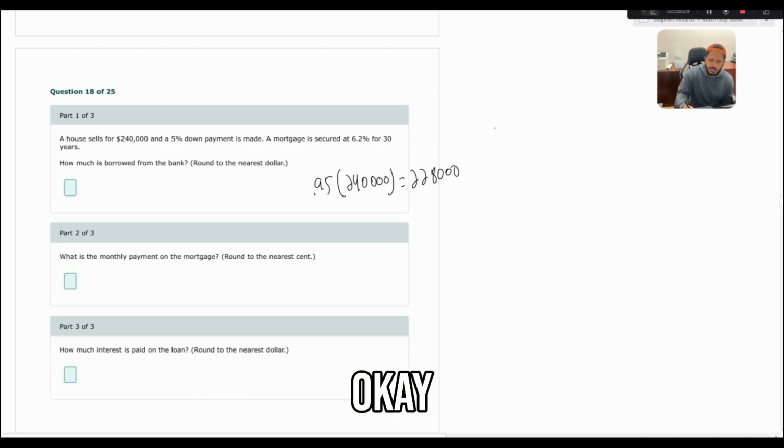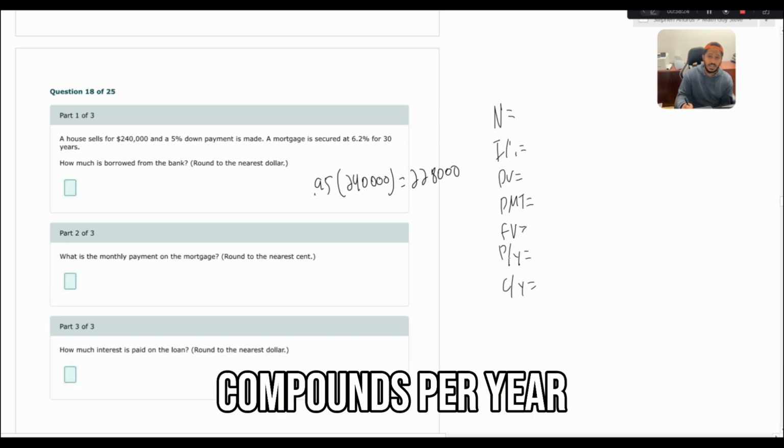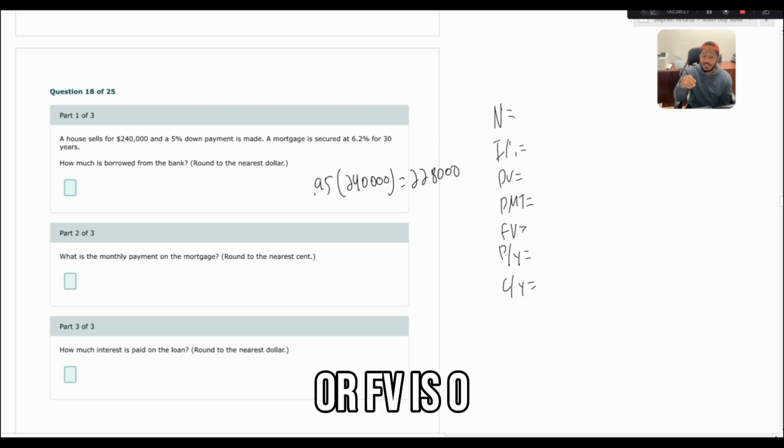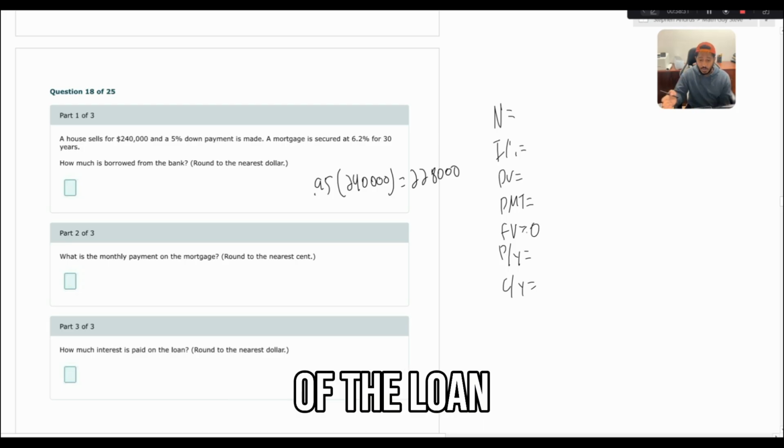So let's fill it in. Okay, N, I percent, PV, PMT, FV, payments per year, and compounds per year. Again, since it's a loan, we know either PV or FV is 0. This time the FV is 0 because it's a loan. We want to owe nothing by the end of the loan. So let's fill in the rest.